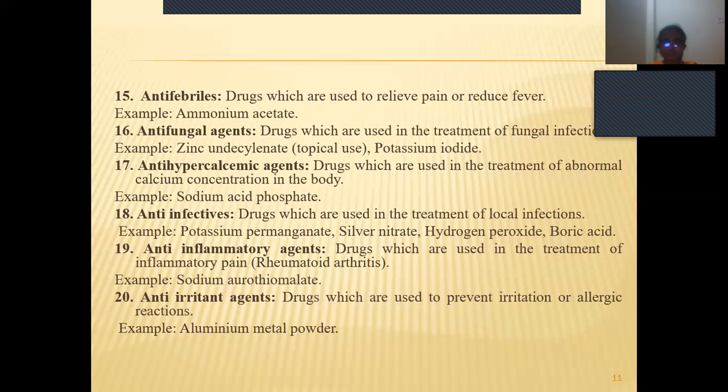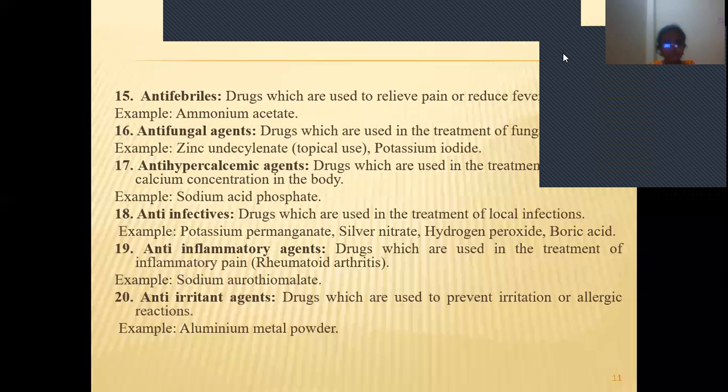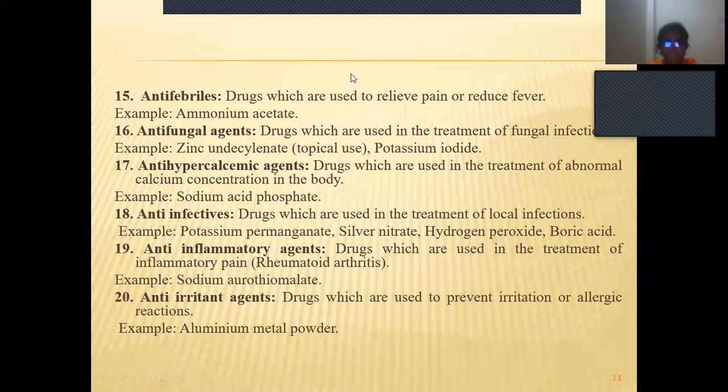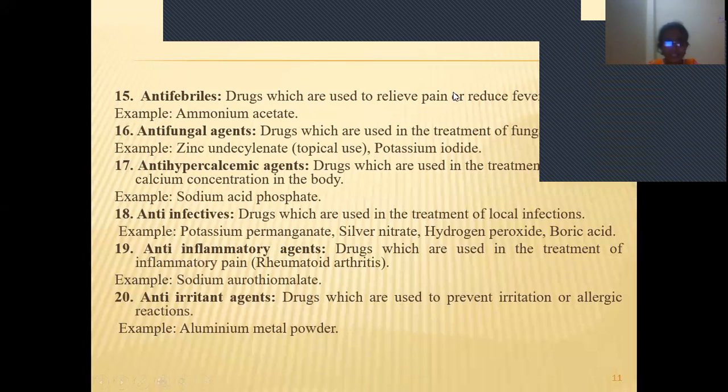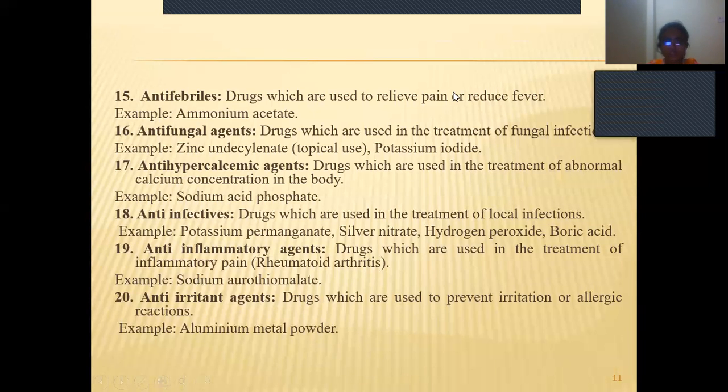Next, anti-infectives. These are mainly used in the treatment of infections which occur in our body. Examples are potassium permanganate, hydrogen peroxide, boric acid, and silver nitrate.